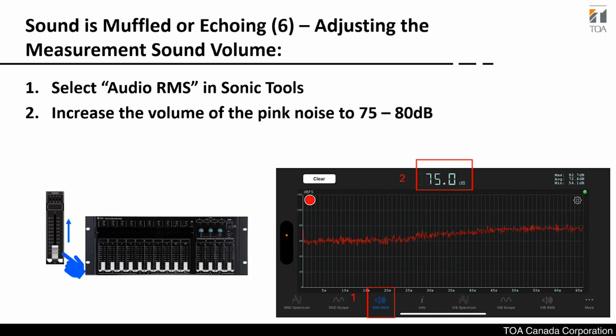Yeah, so in here, as I said, put the pink noise at 75 to 80 degrees. By reading the information on the smartphone, you will see a graph showing up, and then you can crank up the fader or adjust the volume until it reaches 75 dB.